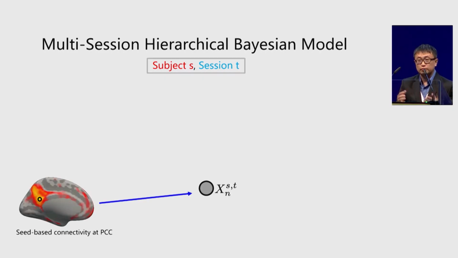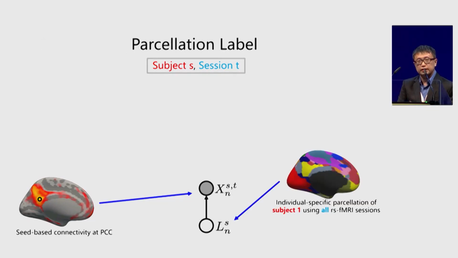The input to this model is multi-session data from many subjects. For each cortical vertex, we can compute a functional connectivity profile, shown here for PCC. Our goal is, given the observed profiles, to assign a label to each vertex. The idea is that vertices with similar connectivity profiles should ideally belong to the same network.